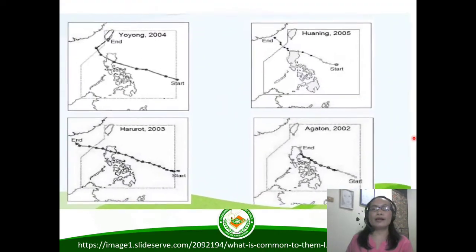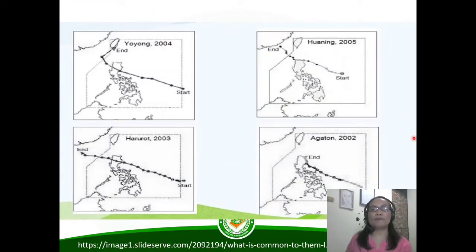So next in line is a map showing the tracks of typhoons or tropical cyclones that had entered the Philippine Area of Responsibility in the past years. The tracks were plotted by Pag-asa. Let us study the maps and answer the following questions later. As you can see, we have here 4 tracks of specific typhoons that had visited the country.